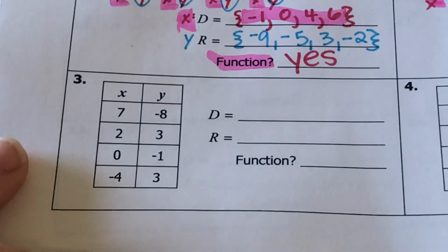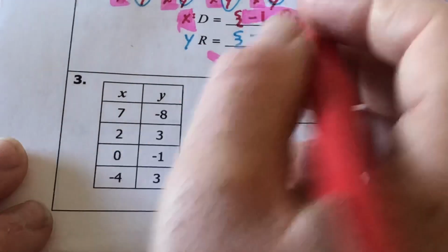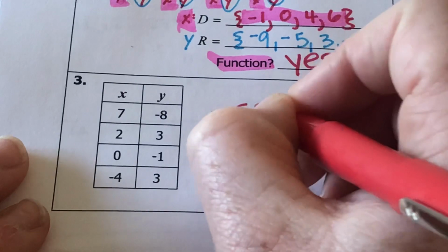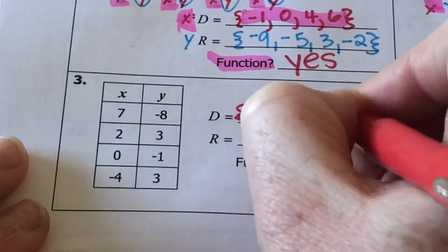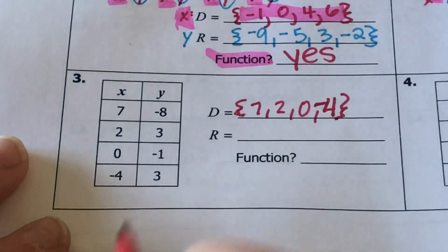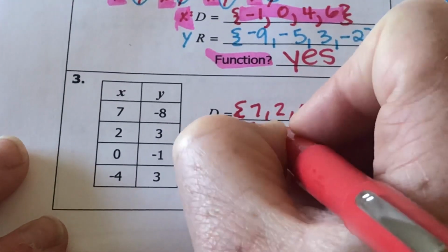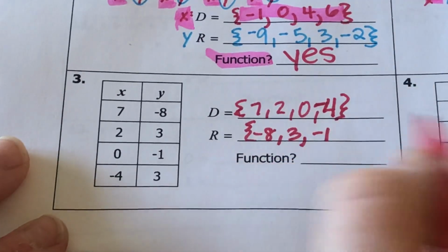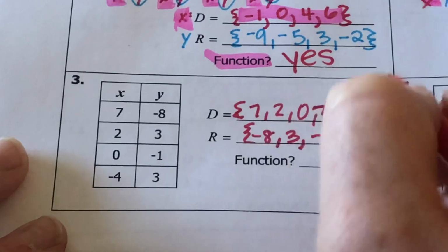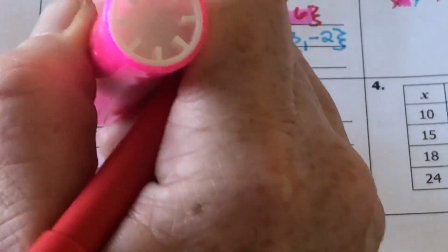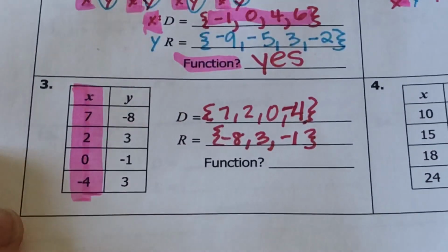Next. This one's a lot more obvious because it's an XY table, so you know what the x's are and you know what the y's are. Pretty simple. So domain is 7, 2, 0, 4, -4. And our range is -8, 3, -1, and I already wrote 3, so I'm just not going to write it again. Okay, is this a function? Well, looking at the x's, nothing repeats. They're all different values, so yes.